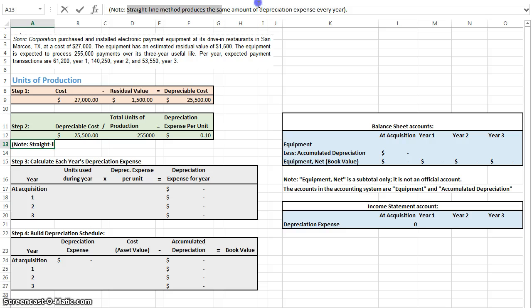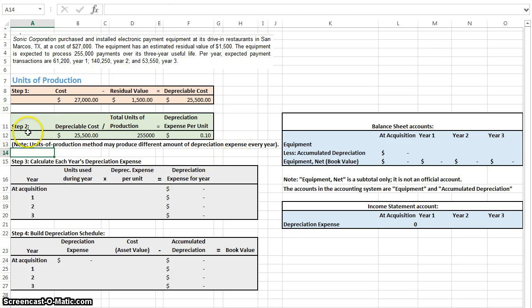So now my new note here is that the units of production method may produce a different amount of depreciation expense every year. So keep that in mind. Now, if the machine does the same amount of activity every single year, that depreciation expense will be the same. But in this case, we're going to have less depreciation expense in year one because we used it less than in year two. And let's do that calculation.